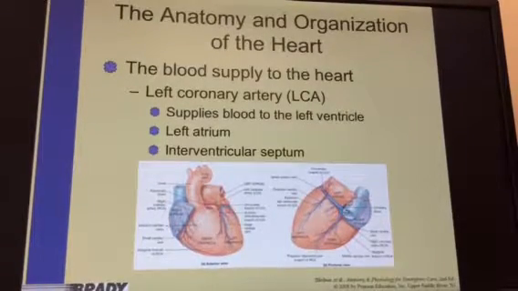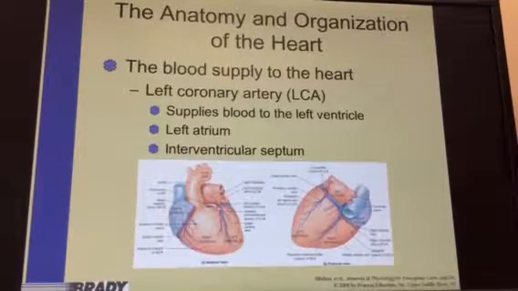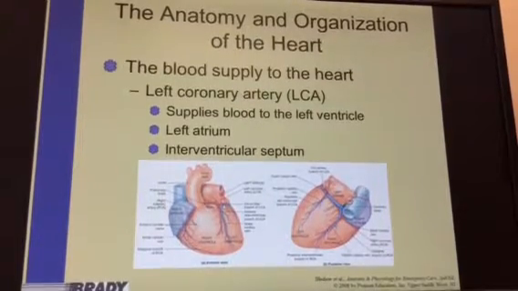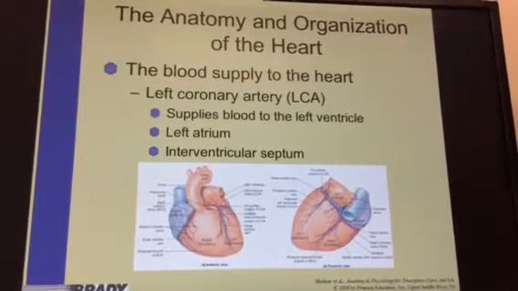So here we can see where it comes off of the aorta, again right at the base, pops over. We've got it descending down the septal region, comes across also feeding the anterior region of the heart and around the back.